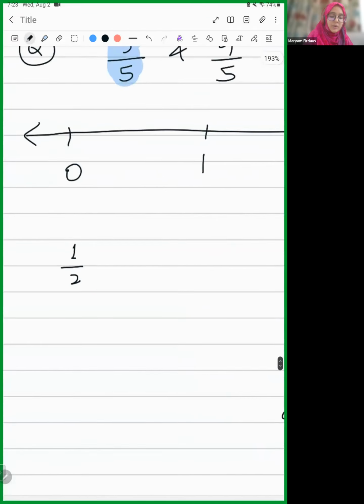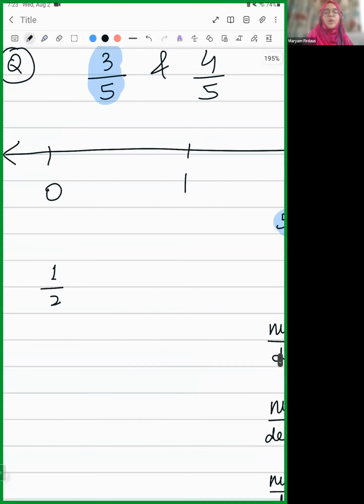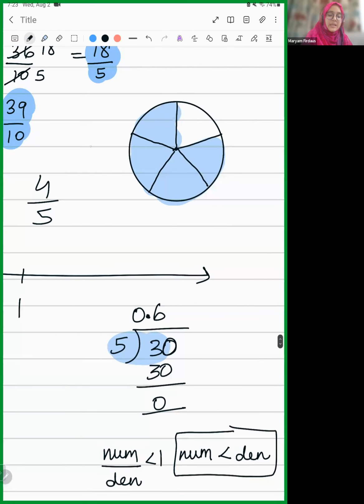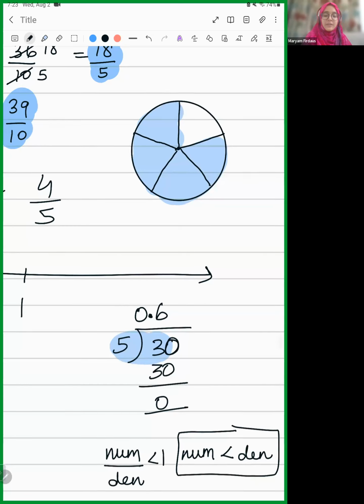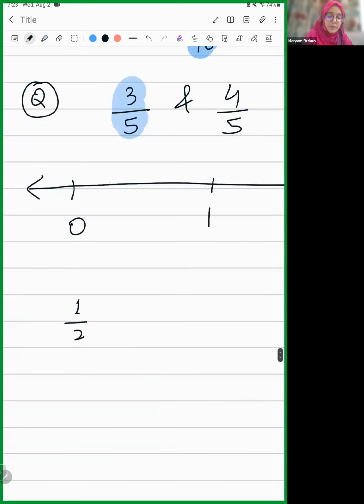Yes. Now the denominator says 5. That means we need to make 5 divisions. Just now I told you that 4 by 5 means you have 5 divisions, out of which you are selecting 4 divisions, right? So first of all, make 5 divisions. We have made 5 divisions.